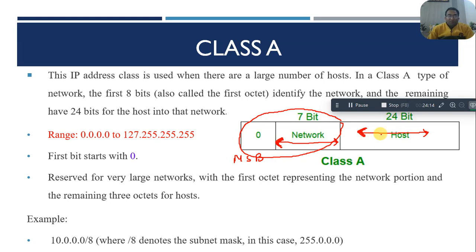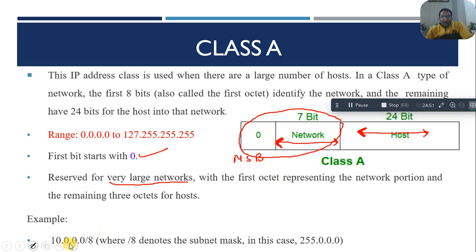So with this, the range which we have is from 0.0.0.0 to 127.255.255.255. Okay, so this is the range for class A, and the first bit starts with 0. This class A is reserved for very large networks, that is, networks having a large number of hosts. For that purpose we are using class A.